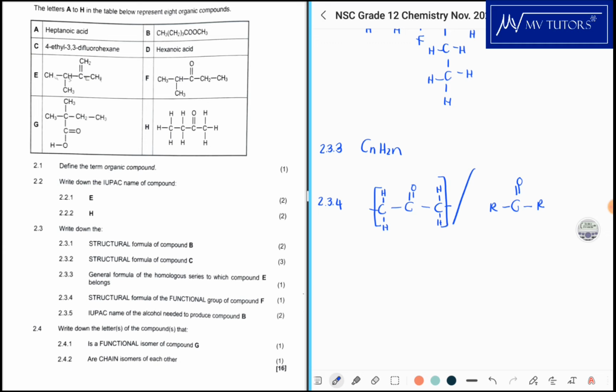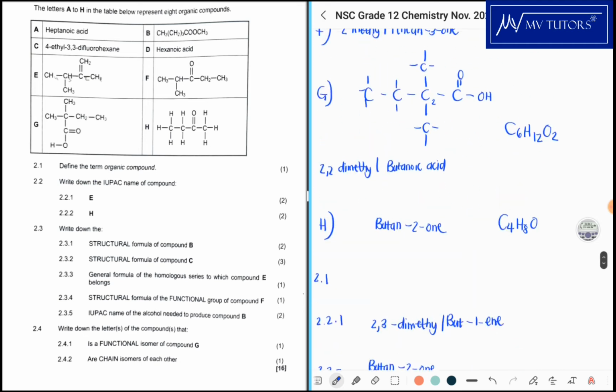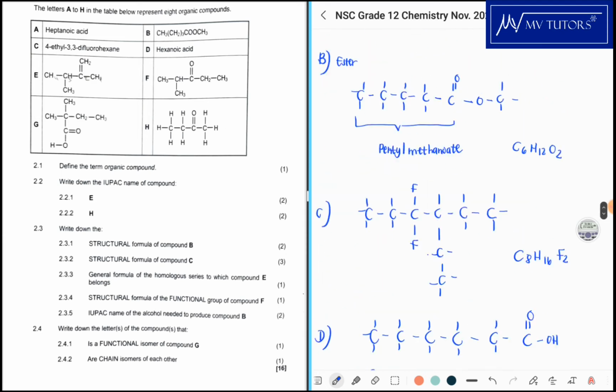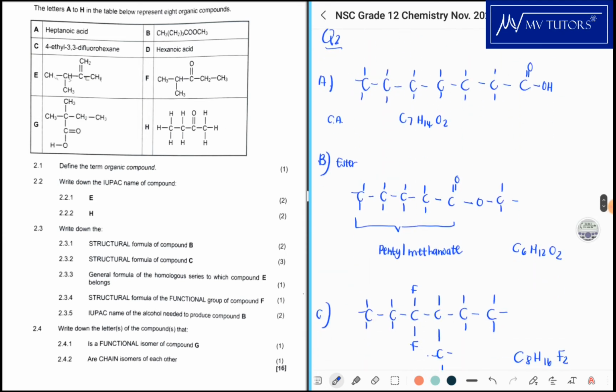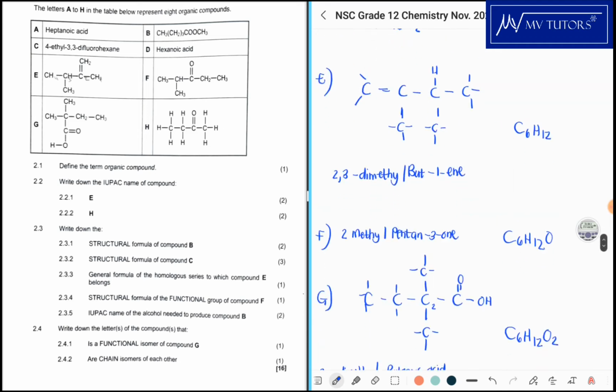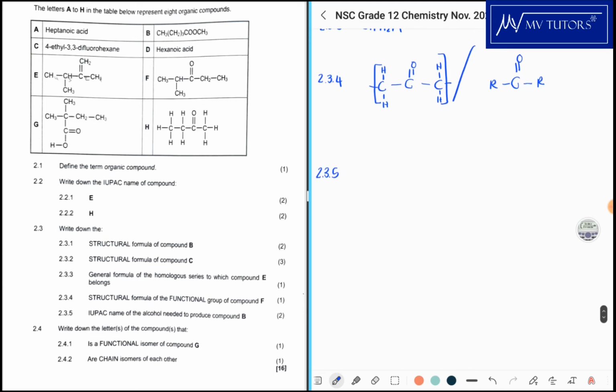Okay, and then 2.3.5. So the IUPAC name of the alcohol needed to produce compound B. Remember compound B, that is your ester. We established that the pentyl part is the carboxylic acid, which is pentanoic acid, and then the methanoate, that tells us that our alcohol is methanol. So the IUPAC name of the alcohol needed, or the alcohol required, that is just simply methanol.